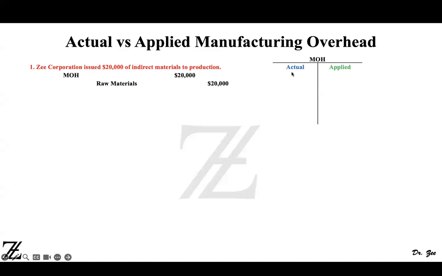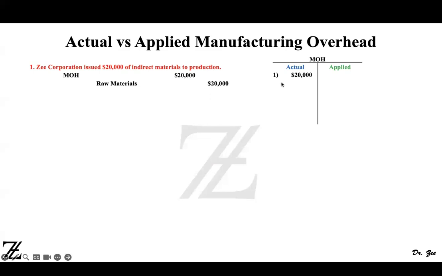So MOH is debit because the material is moving to the MOH account. Now, if it's a direct material, it would move to work in process account. But because it's an indirect material and we are discussing only MOH, this is going to move to your MOH account as the actual MOH incurred during the period. So you see here, reference number 1, $20,000 actual.